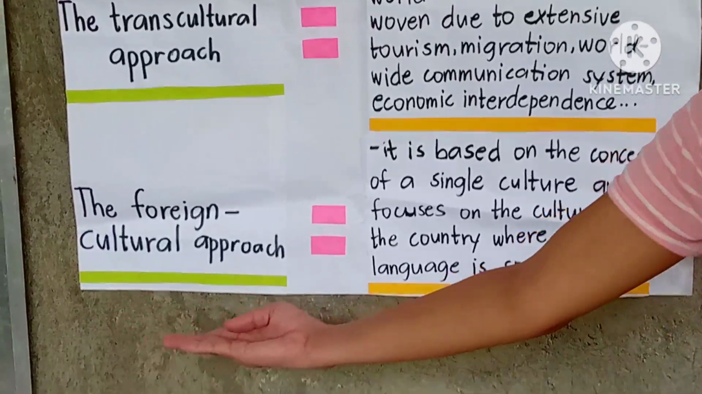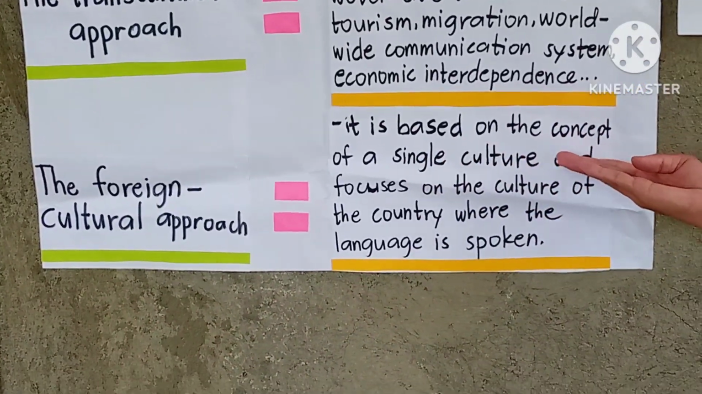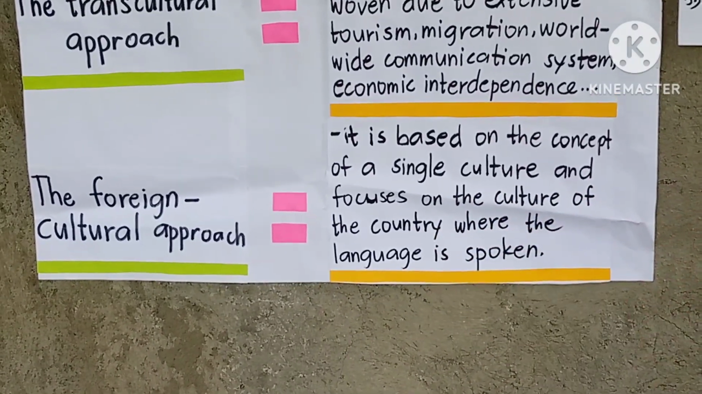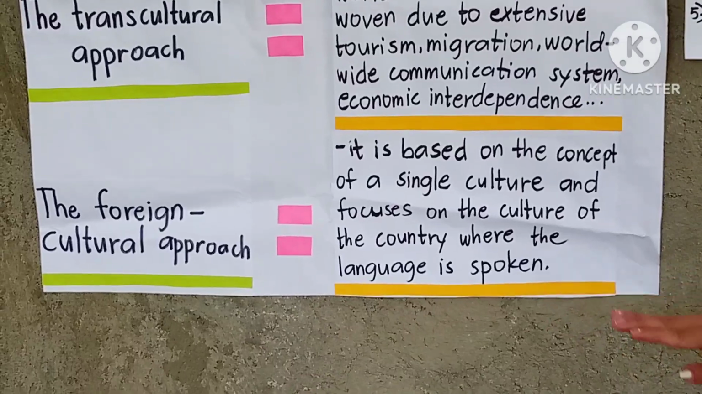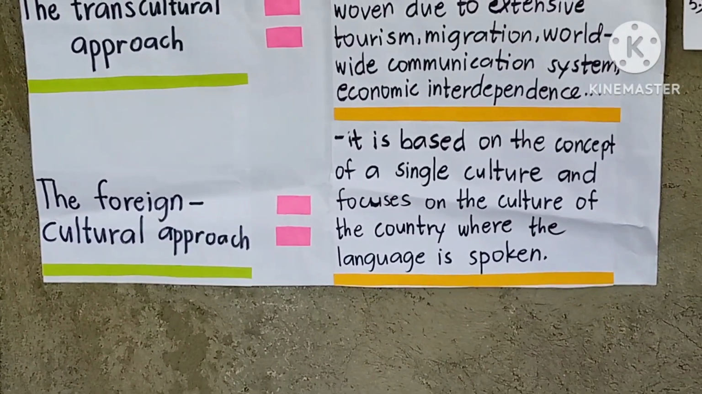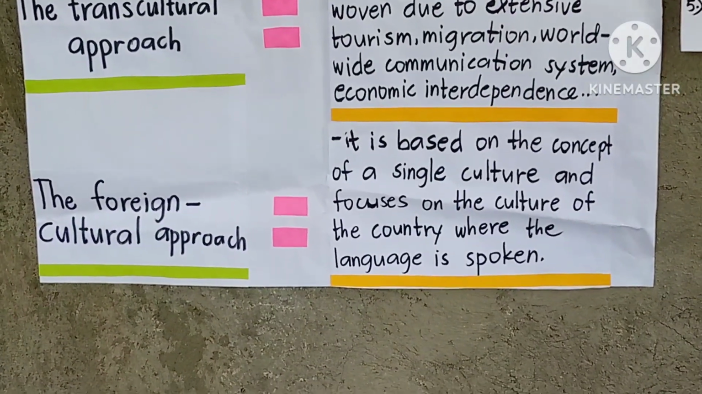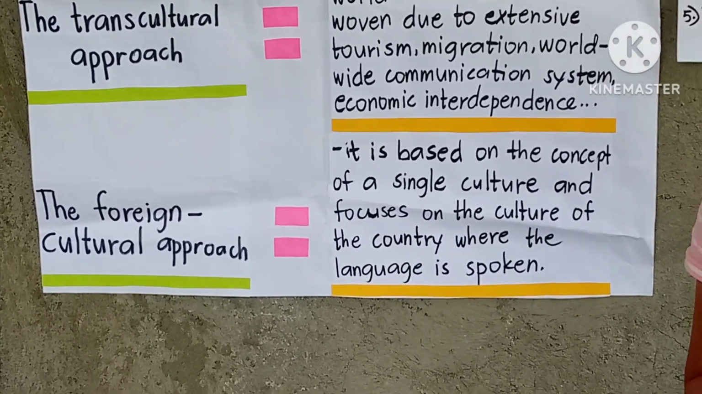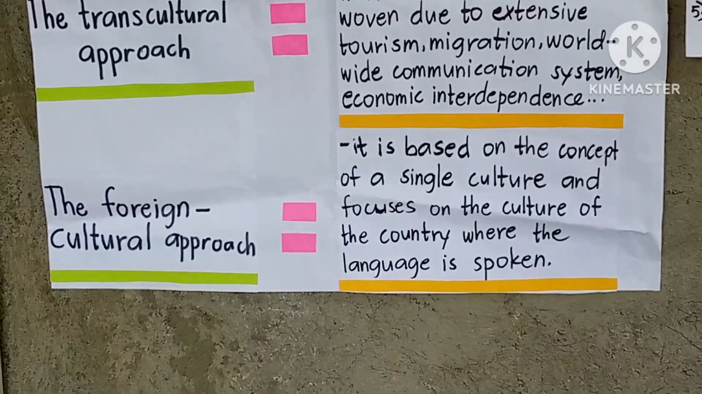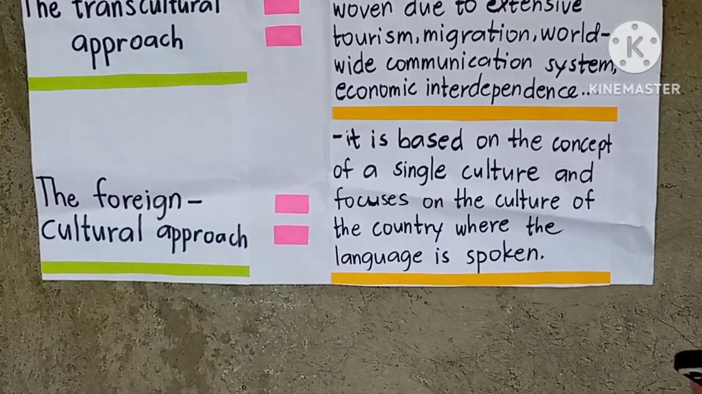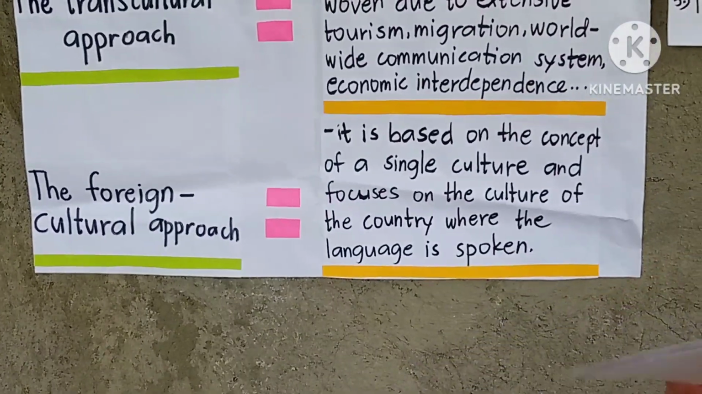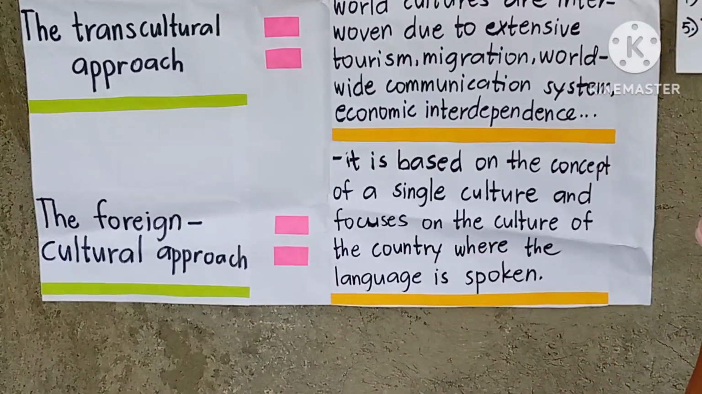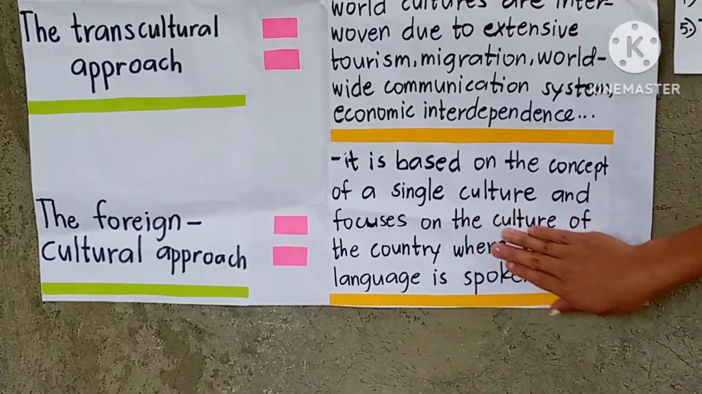So the foreign cultural approach is based on the concept of a single culture and focuses on the culture of the country where the language is spoken. It does not deal with the learner's own country and the relation between the two. The teaching aim is to develop the so-called native speaker communication and cultural competence. And that is the foreign cultural approach.